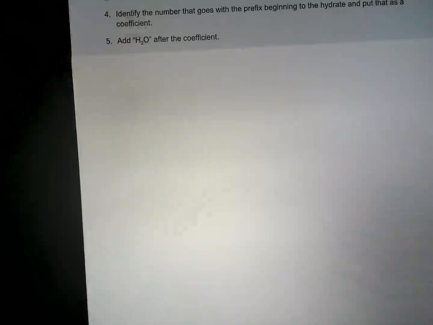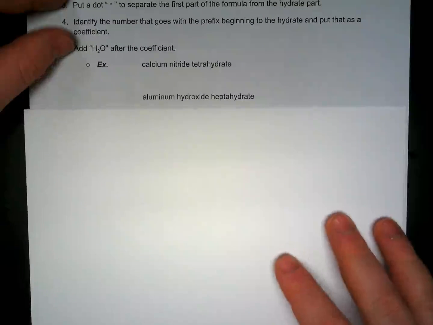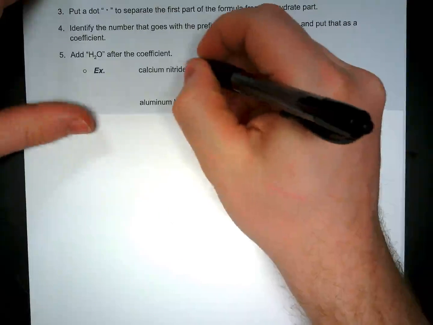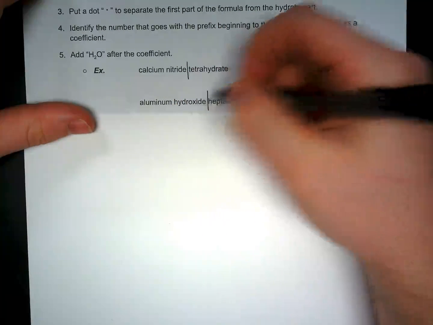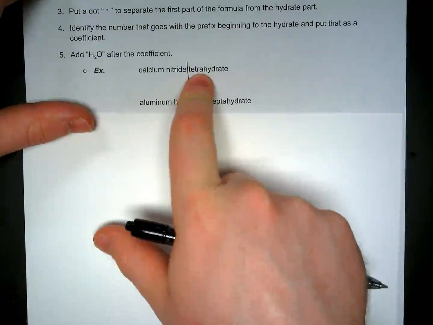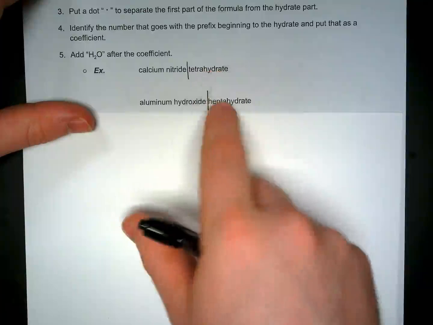Okay, so let's see what that looks like. Let's just do that all together. So we're given here calcium nitride tetrahydrate. So a whole bunch in here. First I want to focus on this half, and I'm going to separate both of them here. I want to separate because I see hydrate here, and I'm going to keep these separate because I want to figure this out first before I figure this out.